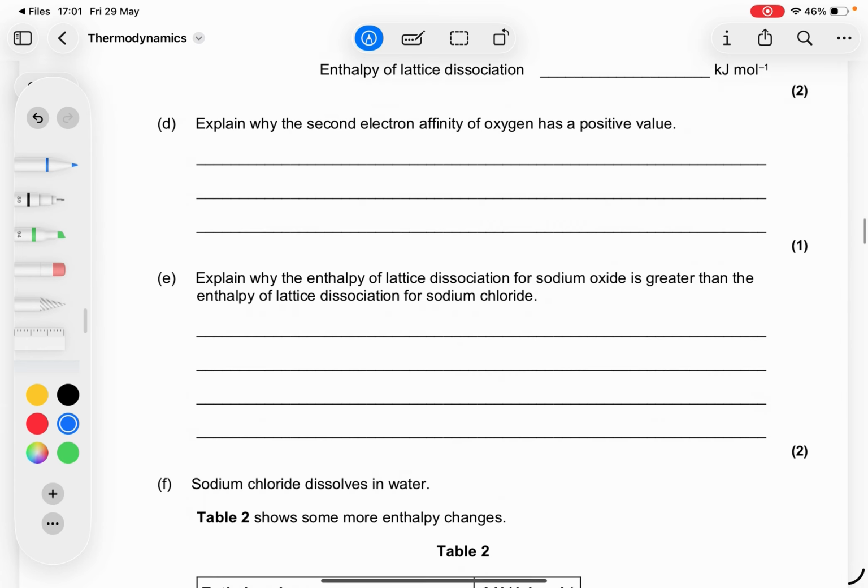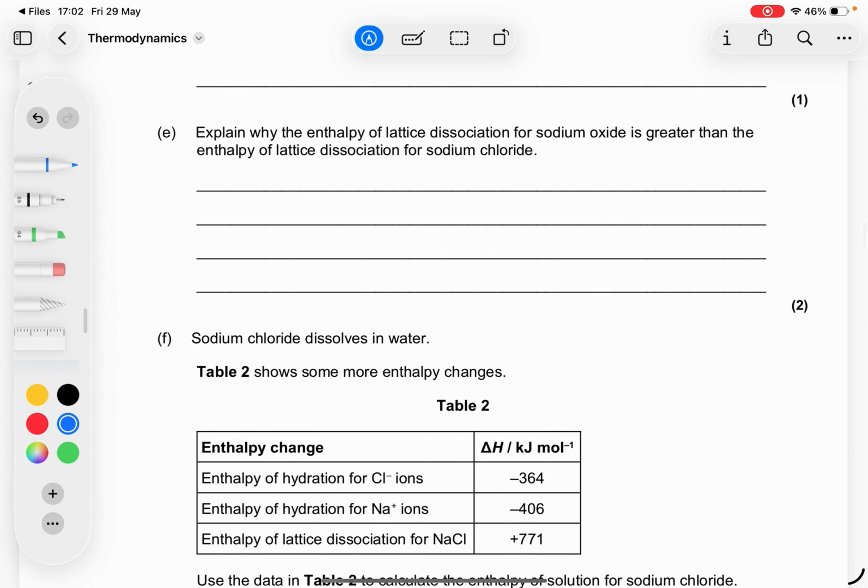Another thing I want to highlight in this question is why the lattice enthalpy for oxide is greater than sodium chloride. So you will be expected to compare lattice enthalpies of 2 different solids. Here, let's do this explanation.